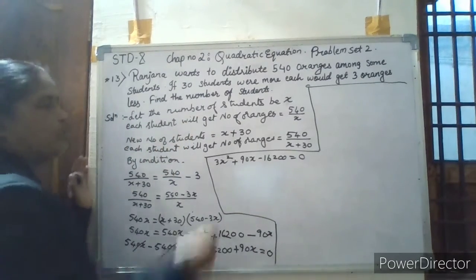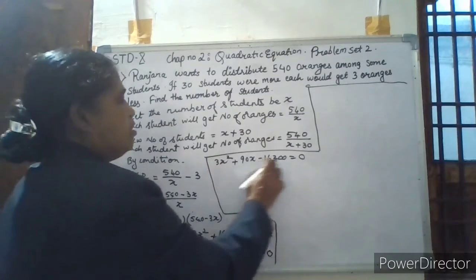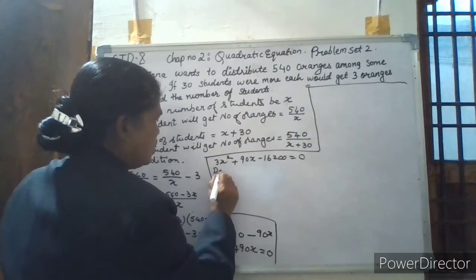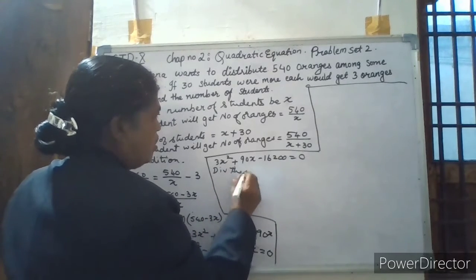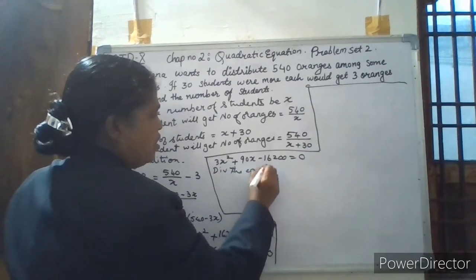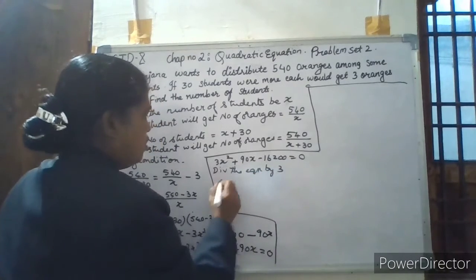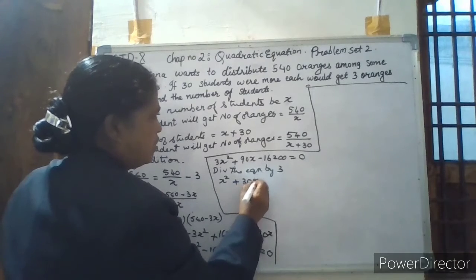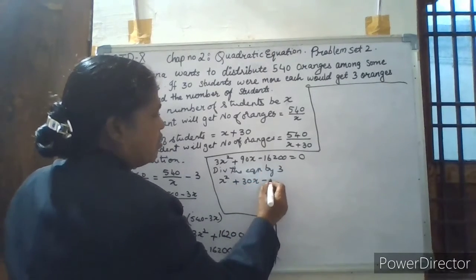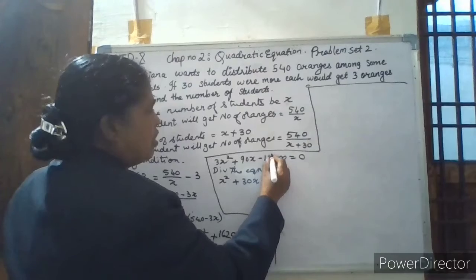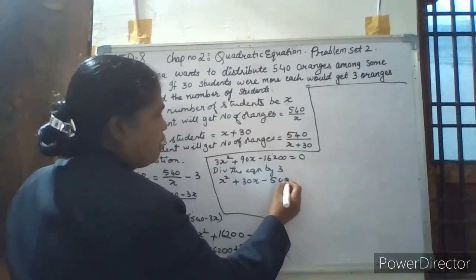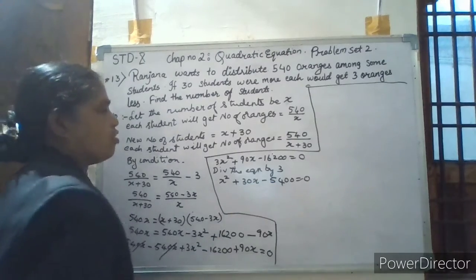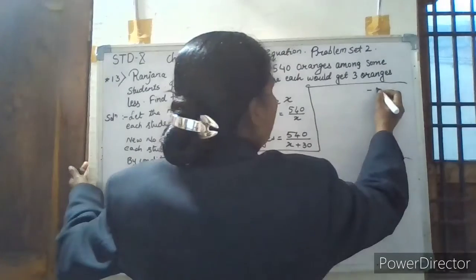Now look at this: all the terms are divisible by 3. So divide the equation by 3. It becomes x squared plus 30x minus 5,400 equal to 0. Now we have the constant term minus 5,400.